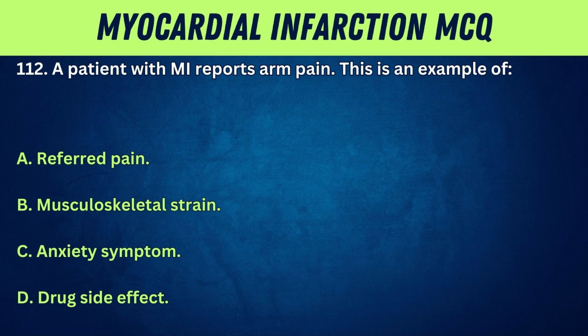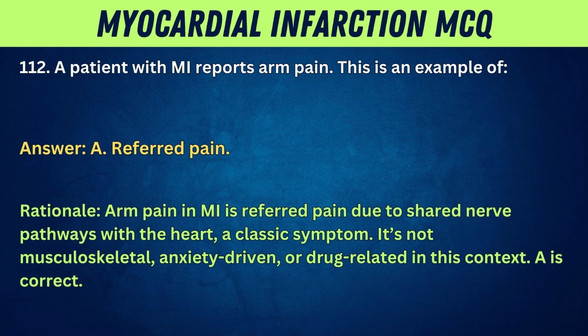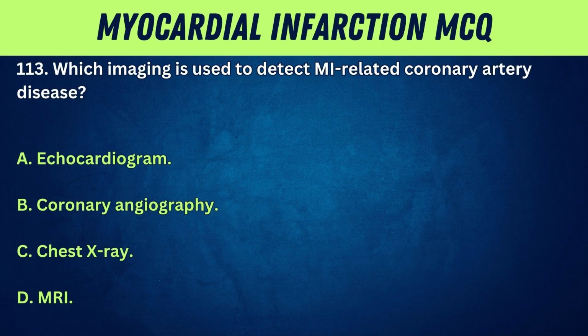This is an example of: A. Referred pain. B. Musculoskeletal strain. C. Anxiety symptom. D. Drug side effect. Answer: A. Referred pain. Rationale: Arm pain in MI is referred pain due to shared nerve pathways with the heart, a classic symptom. It's not musculoskeletal, anxiety-driven, or drug-related in this context. A is correct. 113. Which imaging is used to detect MI-related coronary artery disease?